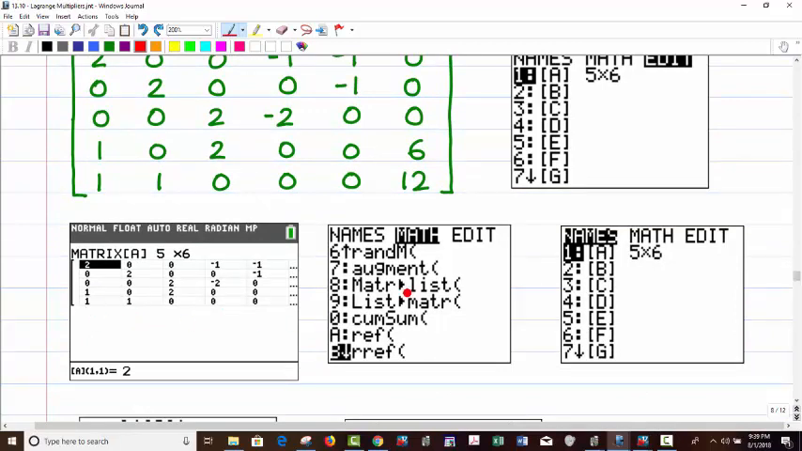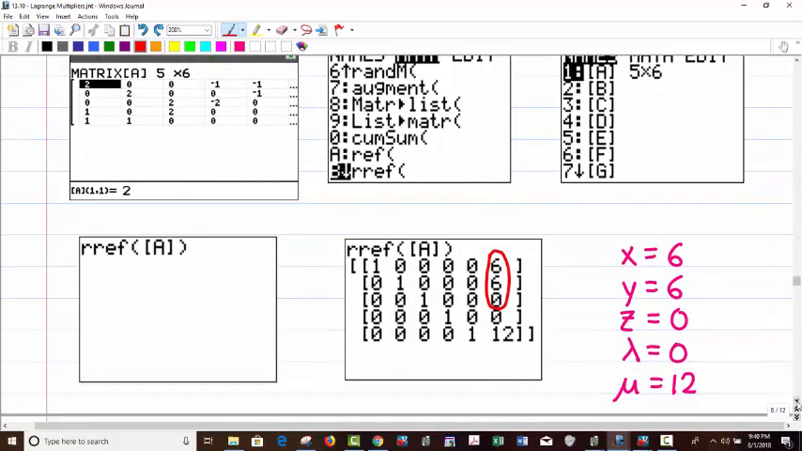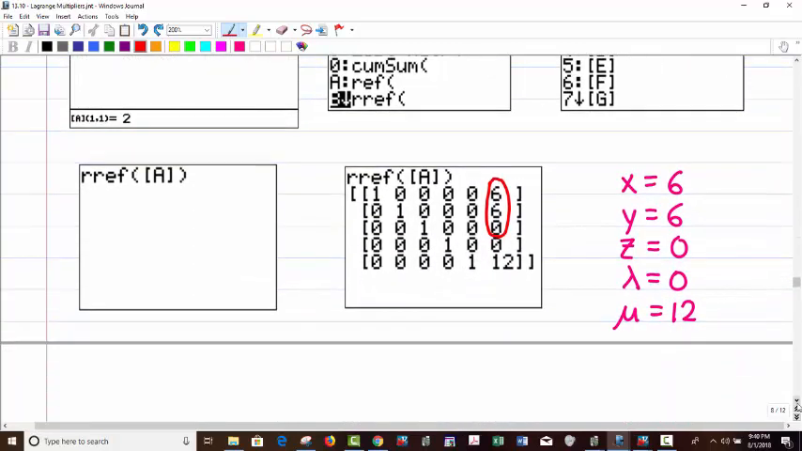After you do that, I always go second quit, and I go back to matrices, and I come down here to math, ref, and then I go matrix, I pick names, because I know I want to do it to matrix A, ref A, and then the right-hand column spits out the answers in the order that you had it across the top. So x equals 6, y equals 6, z equals 0. And we didn't need these, but I just want to point these out because we did get lambda and mu by doing it this way. So lambda was actually 0 and mu was 12.